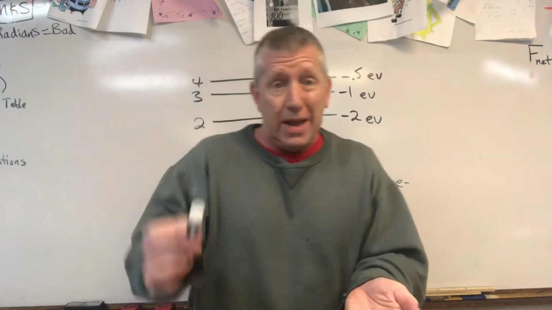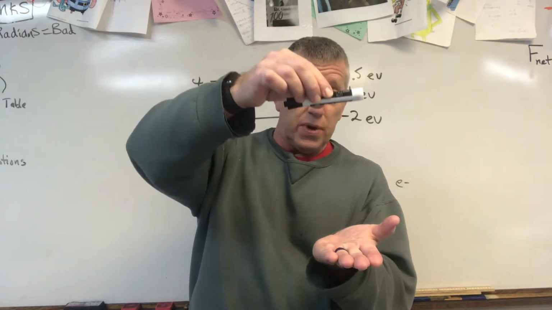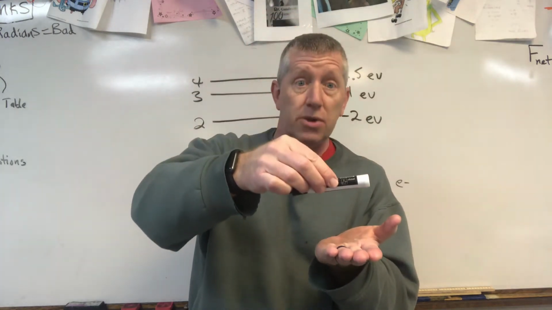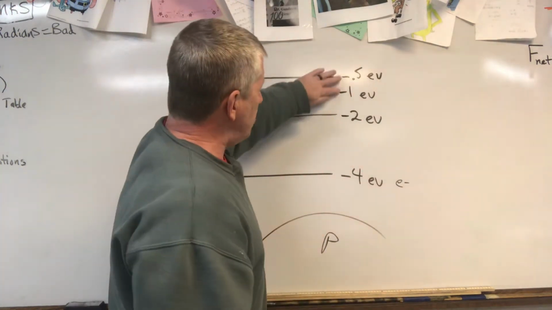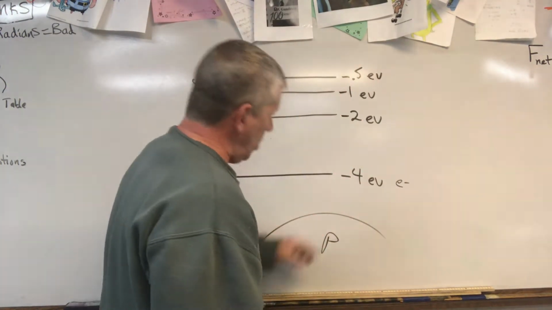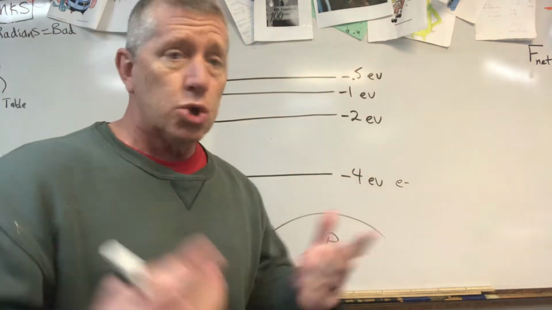Think about it. This is gravity. If this marker has potential energy relative to my hand, the closer it gets to my hand, the less and less potential energy it has. It's losing potential energy. And that's what these negatives mean. You're losing potential energy as you get closer to the proton, where the electron wants to be. All right, still with me? Okay, so that's what this means.